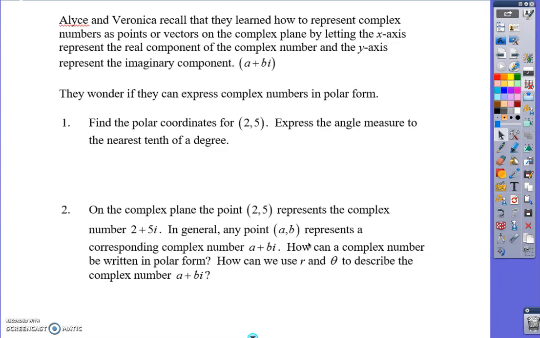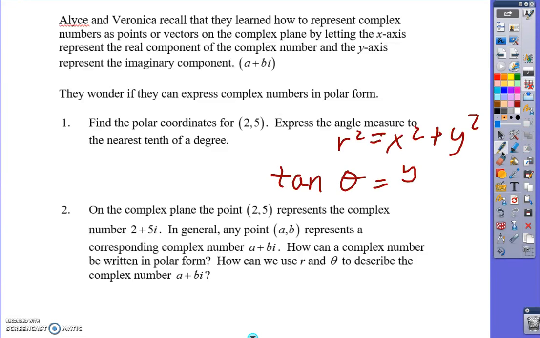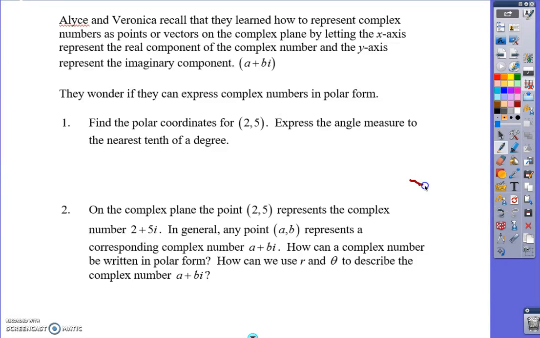So first thing we're going to do is just kind of remind ourselves of what we did yesterday. So I'd like you to go ahead and try number 1 on your own. Use yesterday's notes, pull them up, and try to write the polar coordinates for that regular point, (2, 5), and find r and theta. And if you need to remember, r squared is equal to x squared plus y squared.